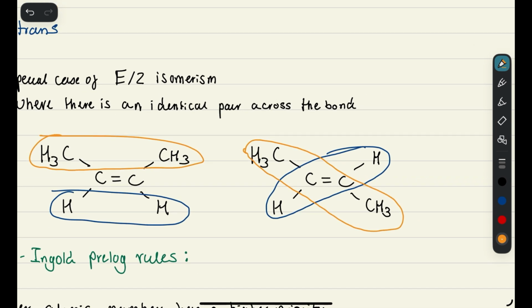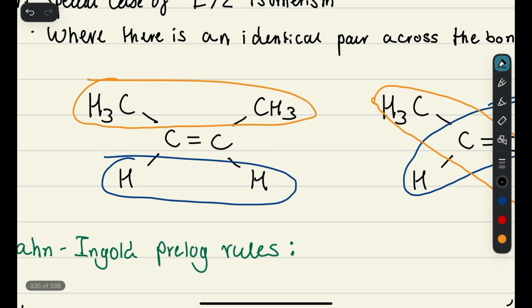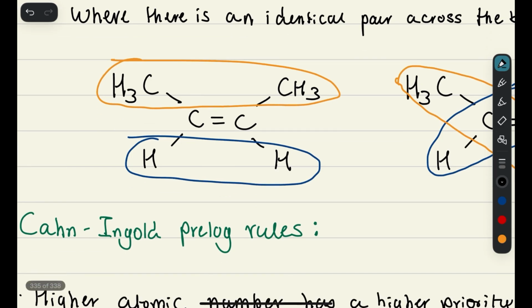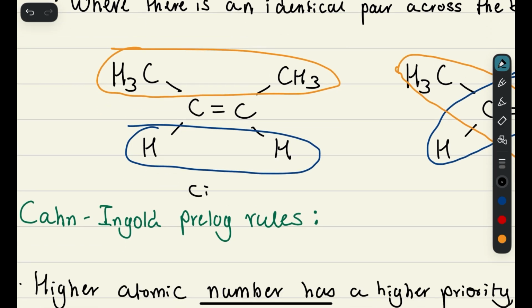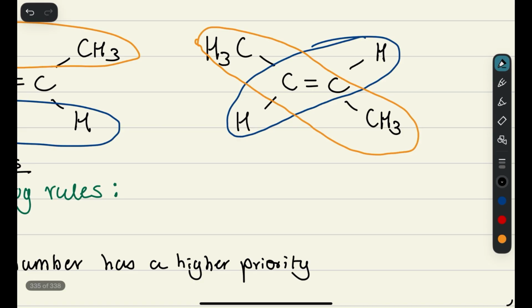Now, cis, I remember, so cisgender means someone who's the same gender as they were born as their biological sex. So this is going to be cis here, and then this one, opposite, transgender, when somebody has changed from their biological sex. So this is now trans. That's kind of what I used to remember it.